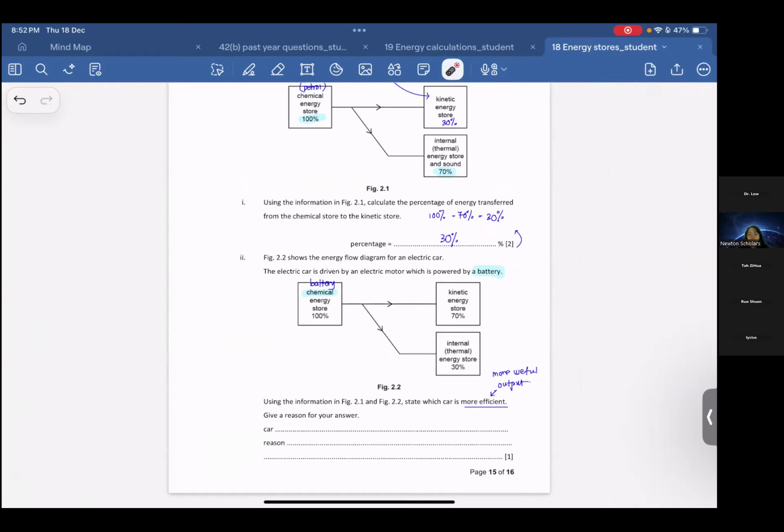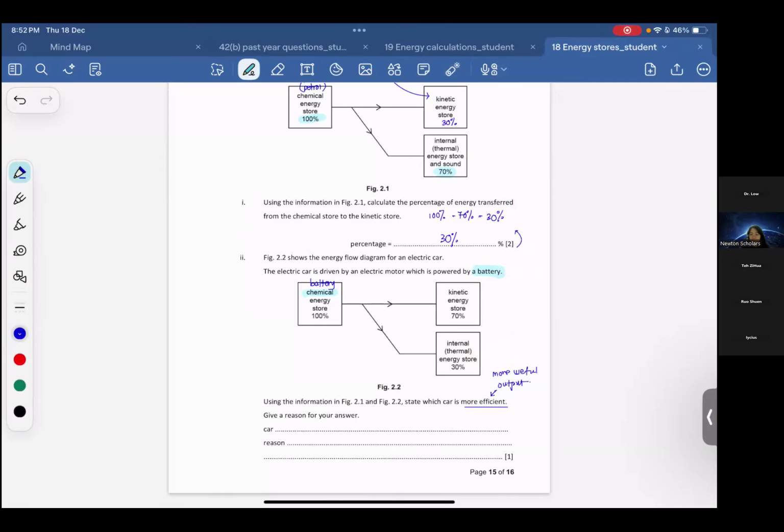Crystal, yes, you have to mention that it has more useful output energy, or that you want less wasted energy. This is the keyword. Of course, comparing from the diagram, I know that it will have less thermal energy, but why do you want less thermal energy? It's because I want less wasted energy. We understand the car with the battery has less thermal energy. But if you answer only because it has less thermal energy, I can't give you much, because you didn't tell me why you need less. Because less thermal energy is less wasted energy.